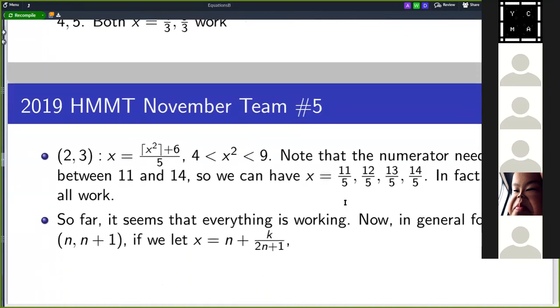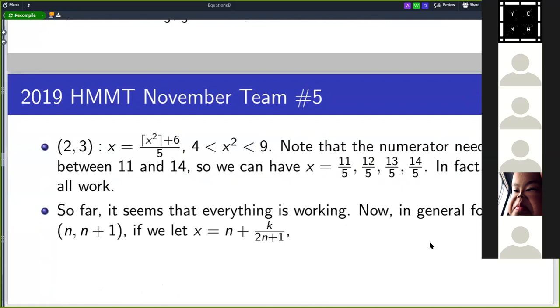But yeah, if this was in contest conditions and you saw this, feel free to engineer, because this is pretty convincing at this point that we are going to get that everything is a solution. But since we're YCMA, we're going to prove it. So for general n and n plus 1, we're going to let x equals n plus k over 2n plus 1. And k, of course, is between 1 and 2n.